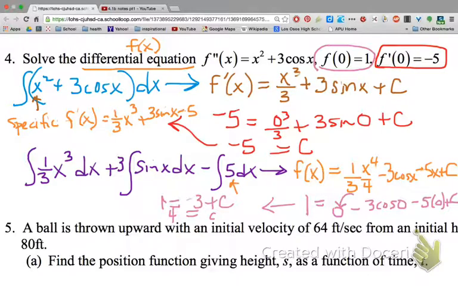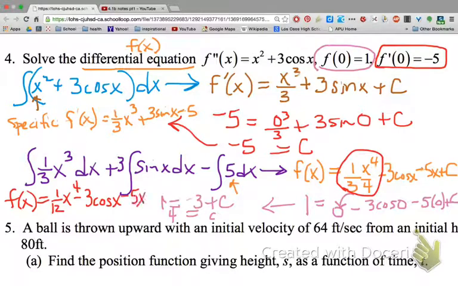So now I can write the original function, which is going to be f of x is equal to, if I simplify this, 1/12 x to the 4th minus 3 cosine x minus 5x plus 4 because my c is 4. That wasn't so bad.